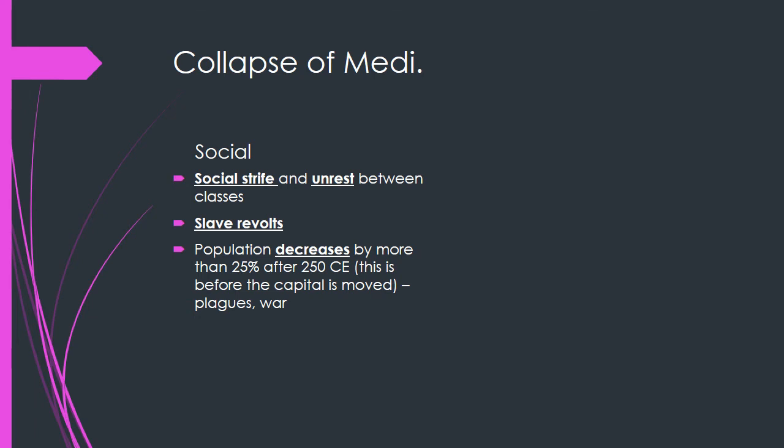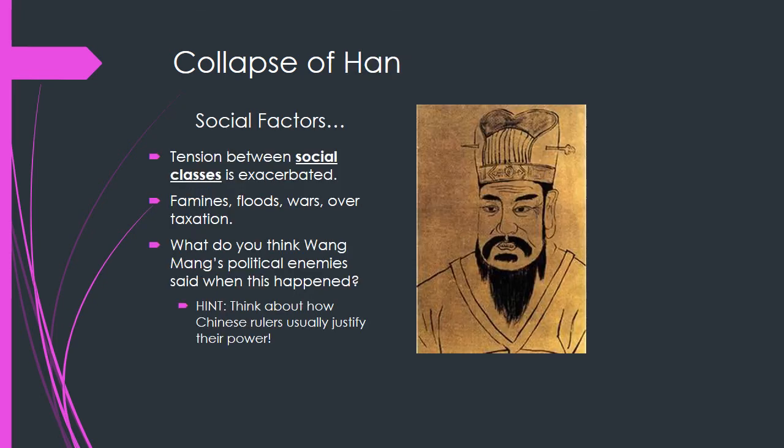So social factors, these are what should go with your numbers. And the first is social strife and unrest between classes. The upper class is overtaxing the lower class and they're revolting, and we have the slaves taking peasant jobs and they're revolting. We have slave revolts led by Spartacus, who's in the movie Gladiator, but that, however, is not accurate because Gladiator takes place too early, but he's in there. More social. And the population decreases by more than 25% in Rome.